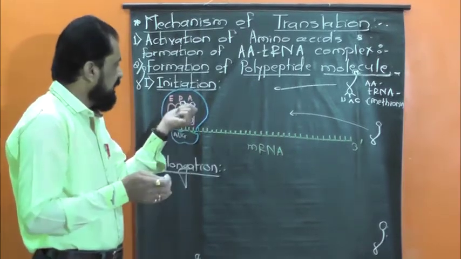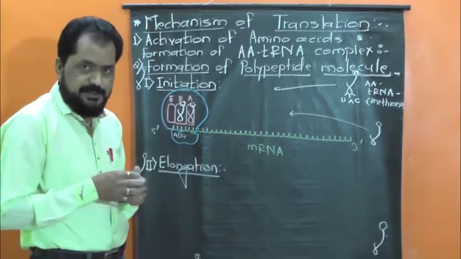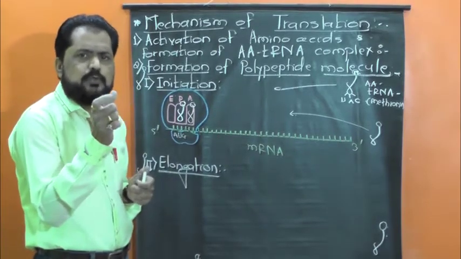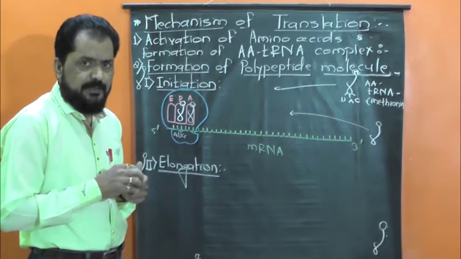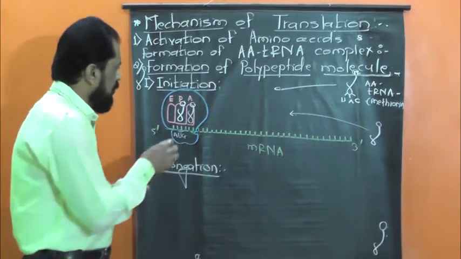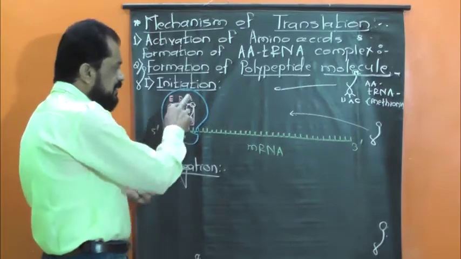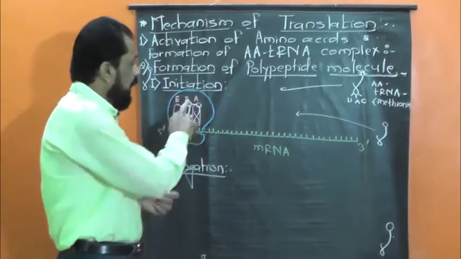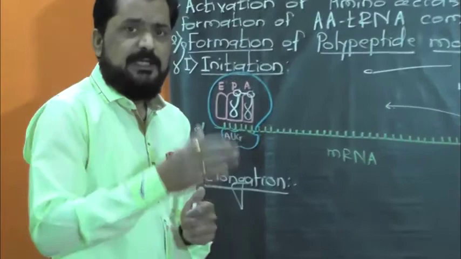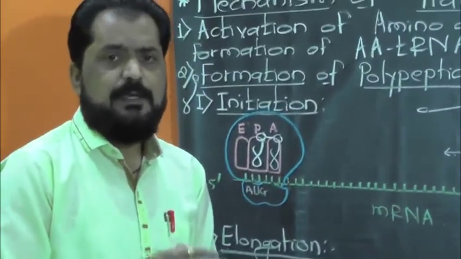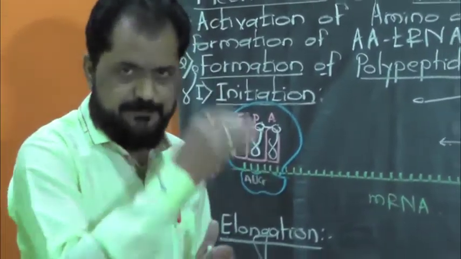This second and first amino acid are far close to each other and therefore there is a formation of peptide linkage, peptide bond between the two adjacent amino acids in presence of enzyme peptidyl transferase.